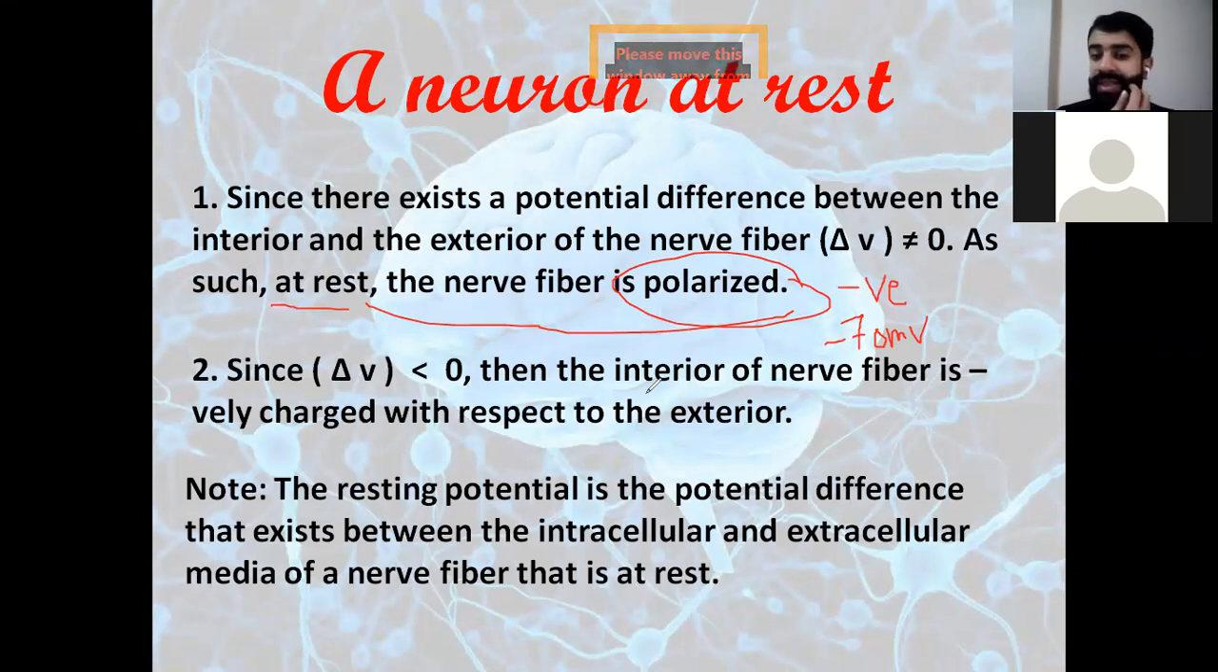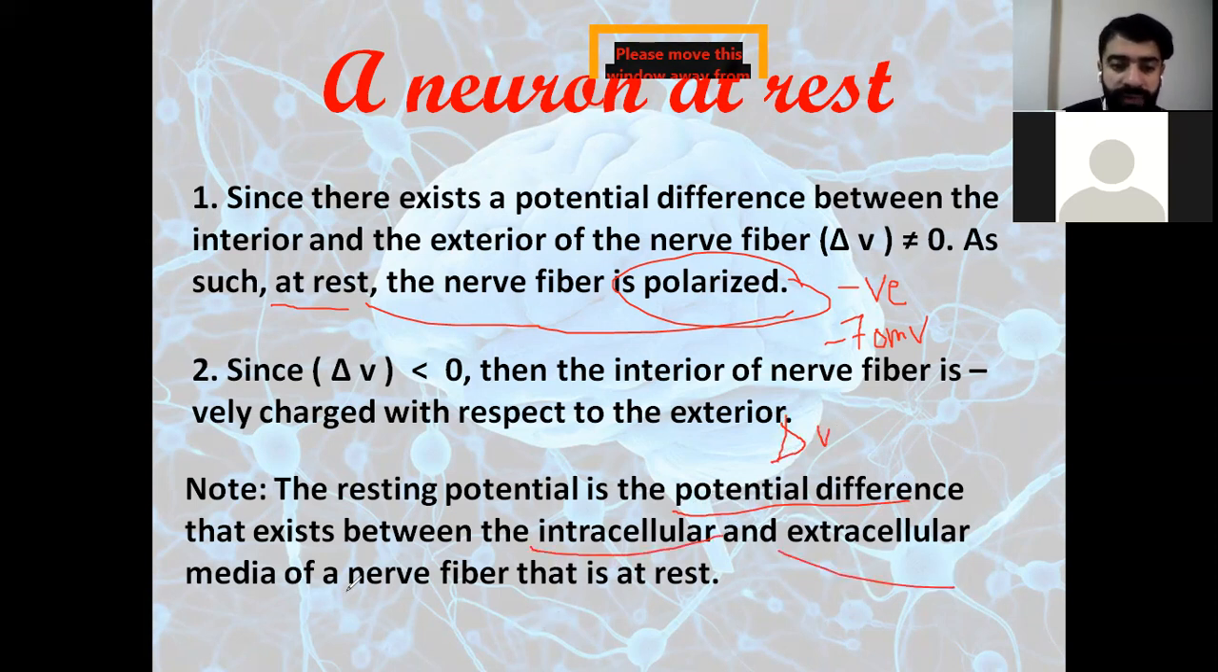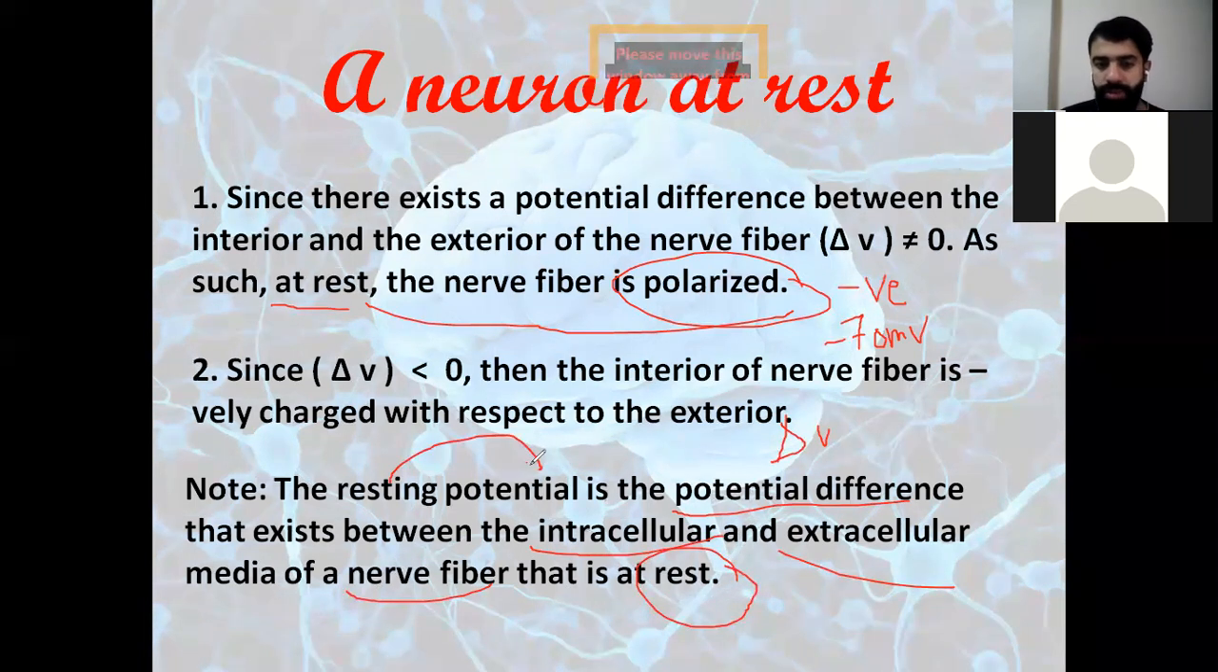And second, the resting potential. What is the meaning of the resting potential? Resting is at rest. Potential is the potential difference that exists between the intracellular and the extracellular of the nerve fiber. So at rest, this potential difference is called the resting potential. It's the delta V that exists between the interior and the exterior of the nerve fiber at rest. So this is the definition of the resting potential.